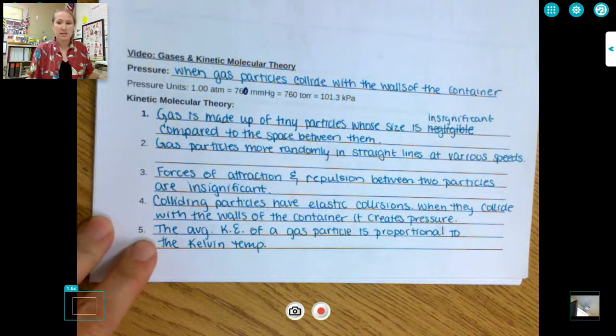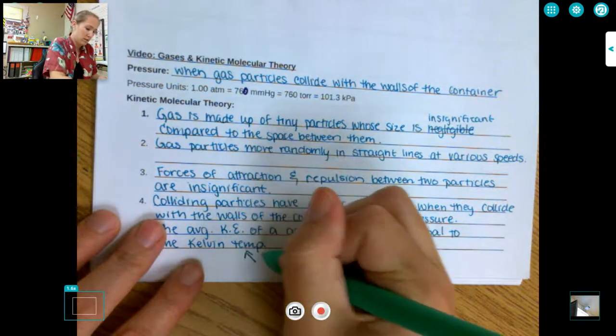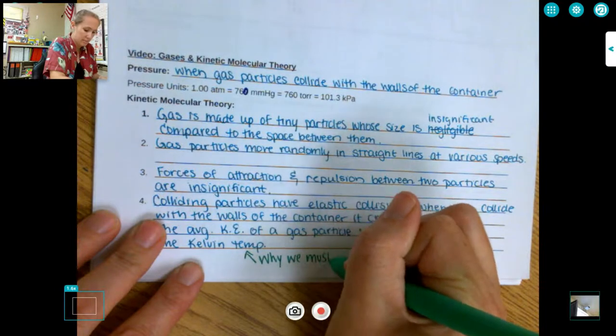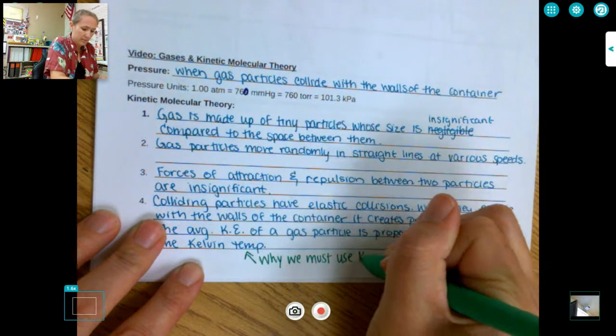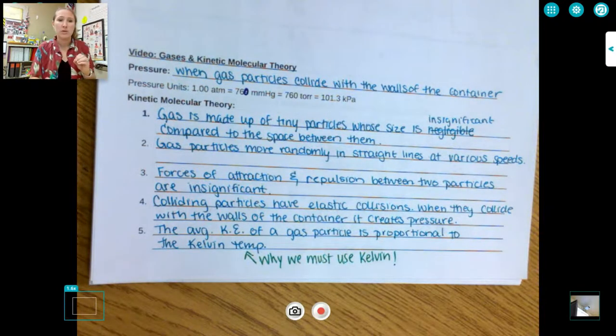Finally, the average kinetic energy of a gas particle is proportional to the Kelvin temperature. So this is why we have to use Kelvin. That's because at 0 Kelvin, we say the molecules stop moving. There is some research that says that this might not be perfectly true, but it hasn't been studied fully yet. So we just stick with 0 Kelvin means they stop moving.